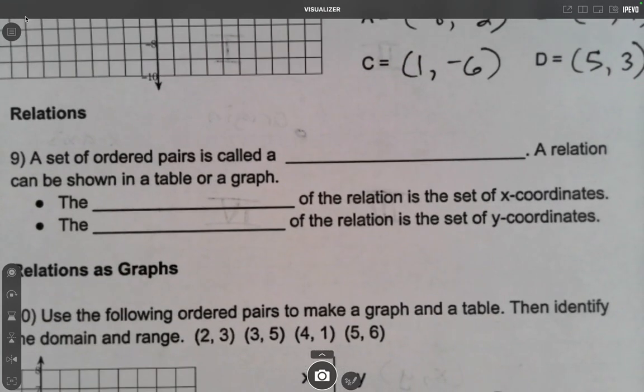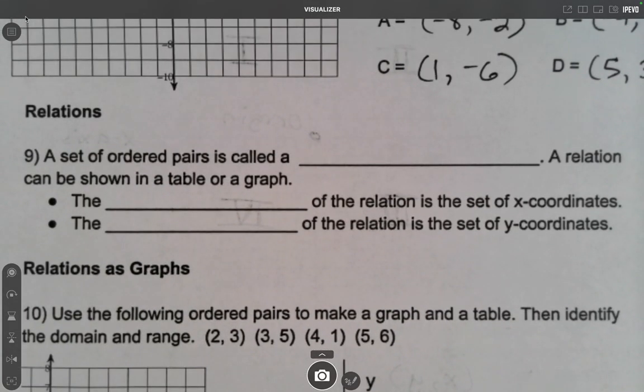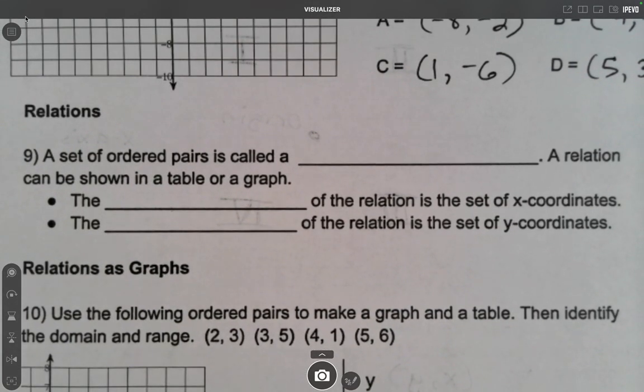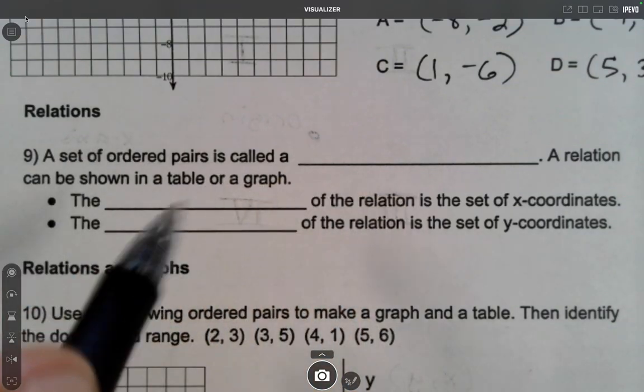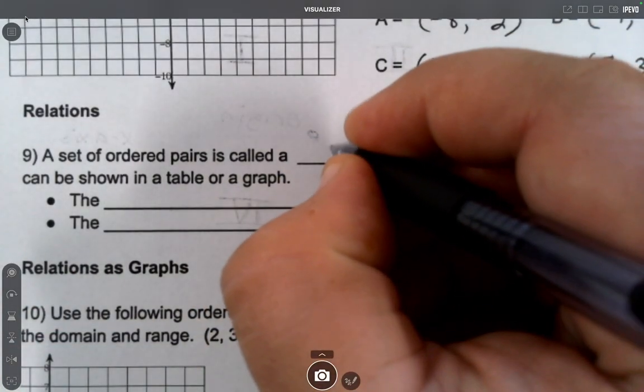All right, last section of these notes, relations. So a set of ordered pairs, notice not just a single ordered pair, but if we start grouping them together, even if it's just 2 of them, or it can be 20 of them, however many, a set of ordered pairs is called a relation.